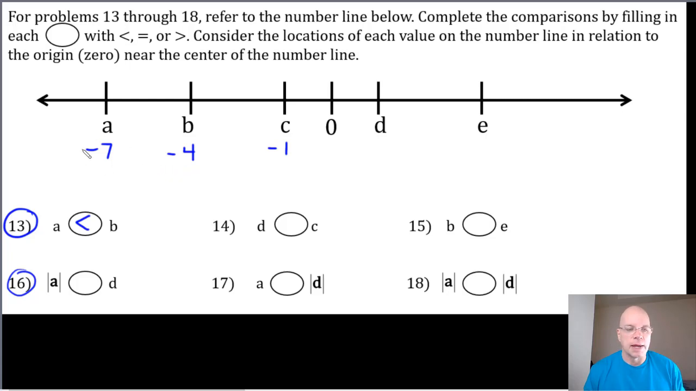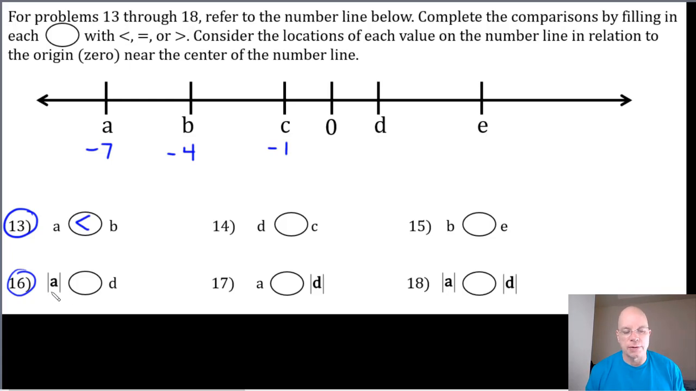If you think of a negative as a debt, would you rather owe somebody $7 or would you rather owe them $4? Negative 7 is less than negative 4. Or if you think about temperature, negative 7, or 7 degrees below 0, is colder than 4 degrees below 0. So A is less than B in this case.